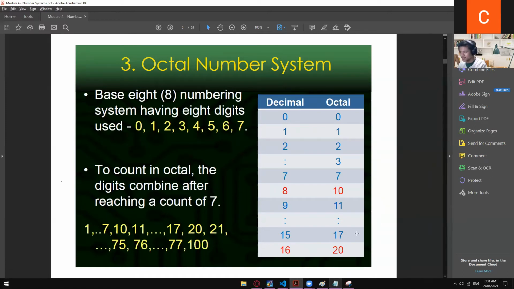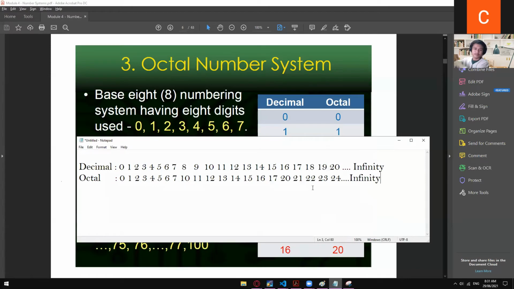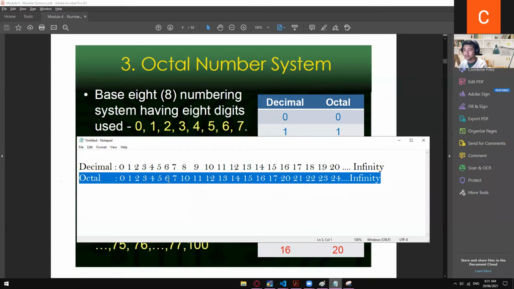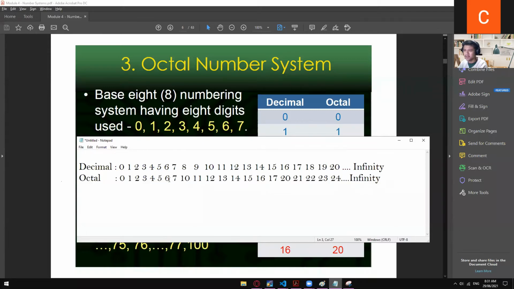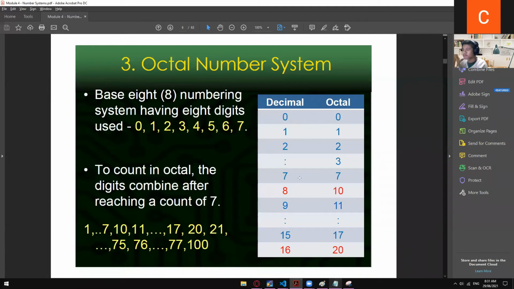So did you guys get the idea so far? For now, you don't need to memorize, just at least familiarize yourselves or get the logic behind it. I cannot explain anything more than skipping the numbers 8 and 9. That's the only logic that you can get when it comes to octal. Well, anyway, that's the representation for the octal number system.